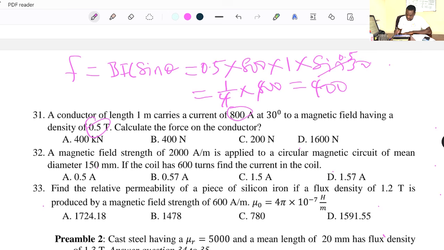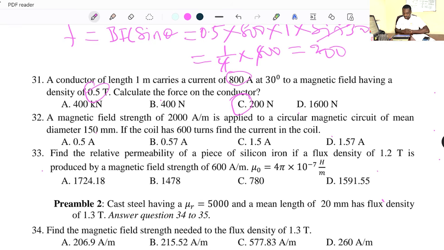So the answer here will be what? B? So yeah, you get not 400, 200 rather. 800 divided by 4, that will be 2. So you get 200, which is C. So the answer here is C.